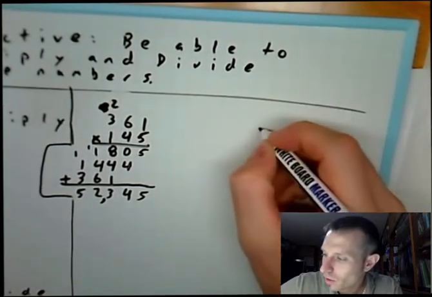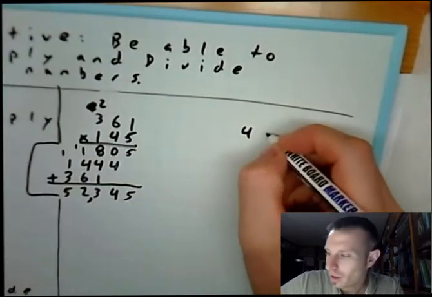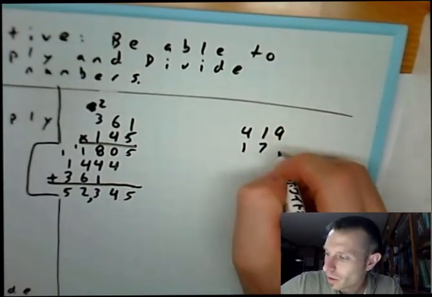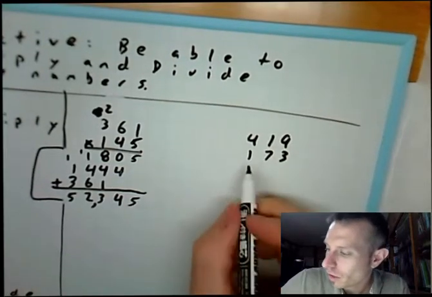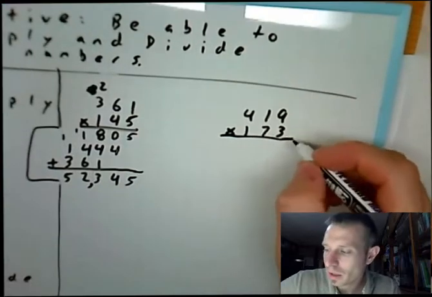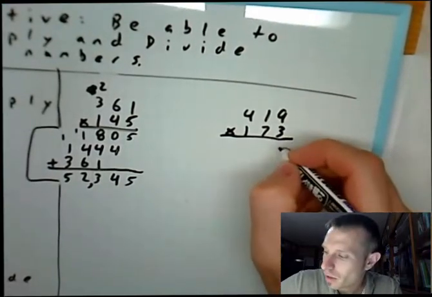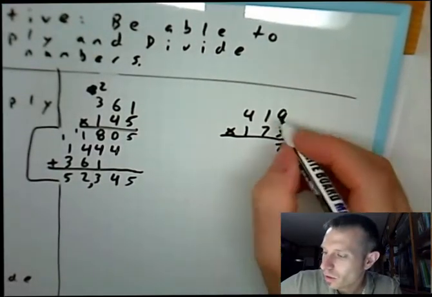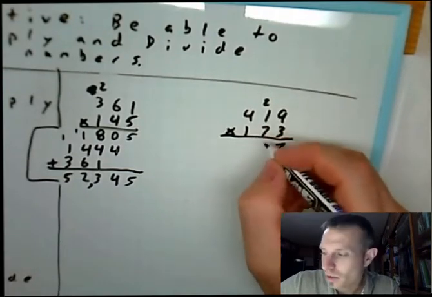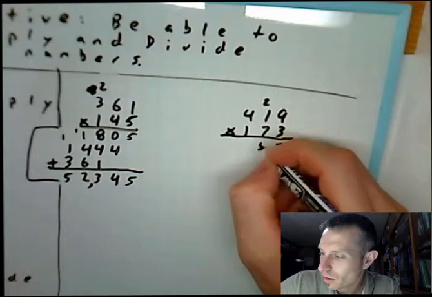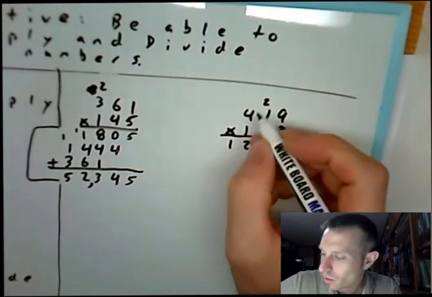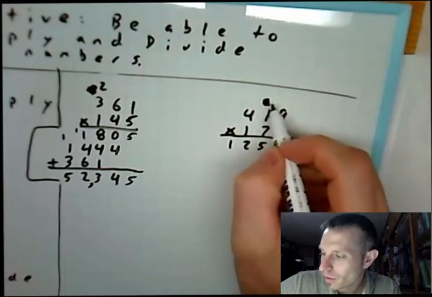All right, let's do one more. How about 419 times 173. We'll multiply this out. 3 times 9 is 27. 3 times 1 is 3, plus 2 is 5. 3 times 4 is 12. Now we'll cross this out so we don't get it confused.